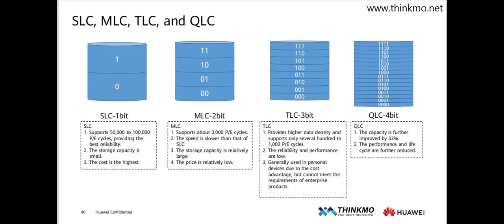The first type is mainly suitable for aerospace and military industries. The second type is more suitable for enterprise databases. The third type is mainly suitable for consumer electronics and everyday products. And the last type is more suitable for archival storage and cold storage. This is our overview: the composition of solid-state drives, the unit structure, and the various technologies they employ.